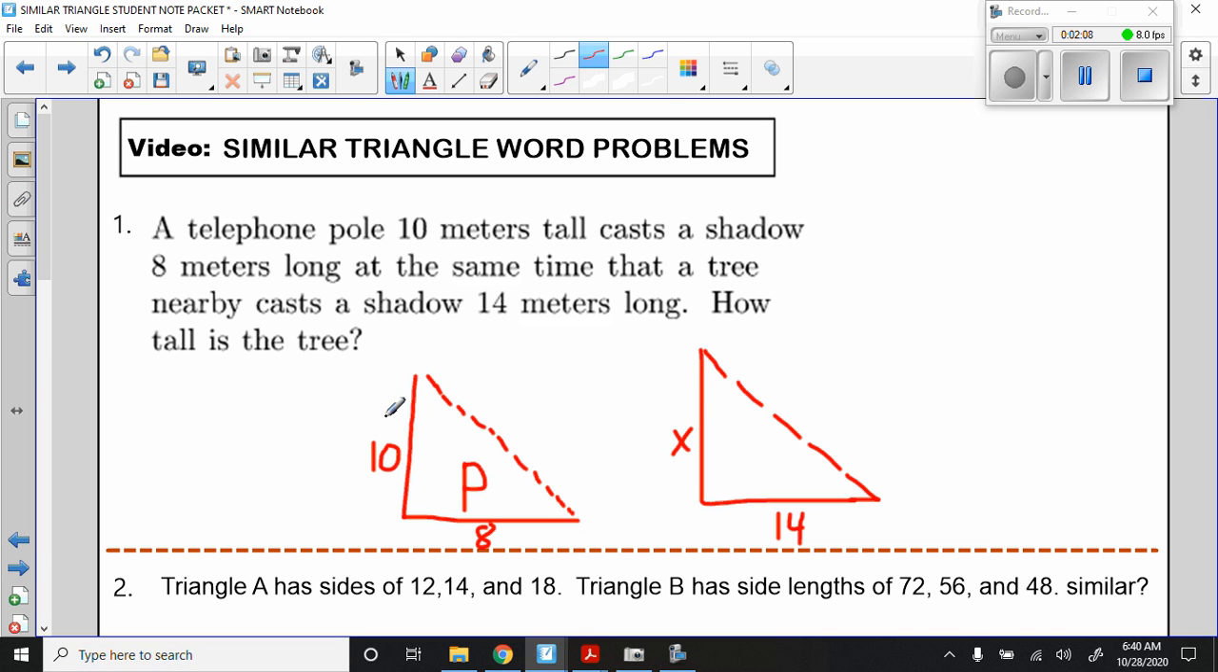Hopefully that picture was easy to draw. So there's my tree triangle and my pole triangle, and we're going to set up proportions, height over height. I don't care which triangle we put on top, so I'll put the pole on top, height on top of height, and shadow on top of shadow. Then we cross multiply and solve for x. That's pretty simple. I'm not going to go any further on this problem because this is as simple as I can make it. Everybody should know what to do with that one.